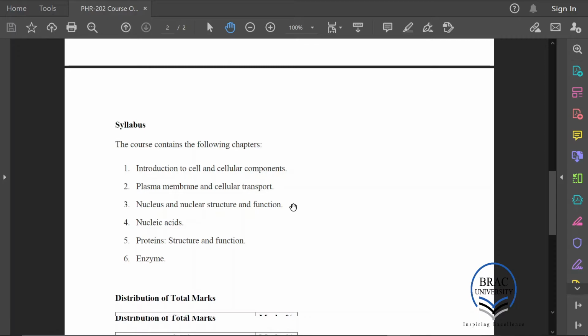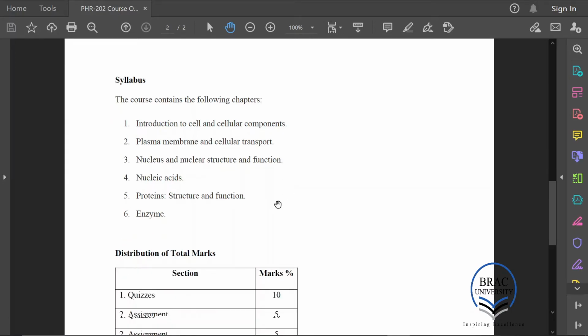The third chapter is nucleus and nuclear structure and function. We know that the nucleus is composed of DNA, the genetic material, and how that DNA is packaged and wrapped inside the chromatin and histone. We'll learn the structure of the nucleus in the third chapter.